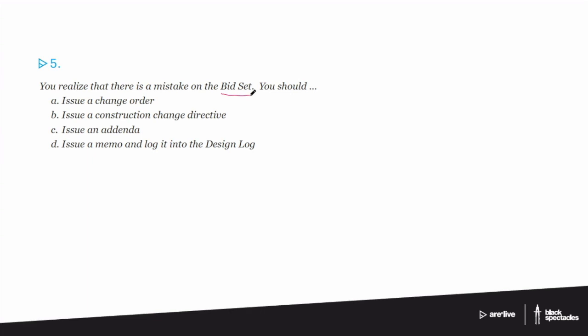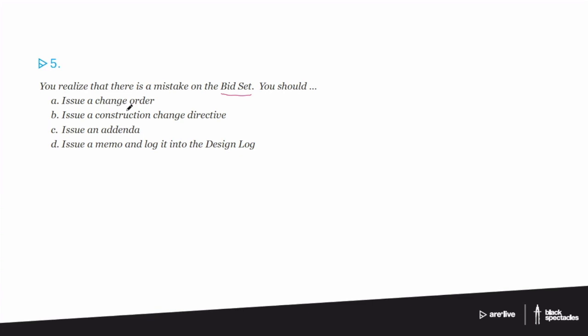One of the bidders presumably will bid an amount that makes sense, and you will help the owner to choose the bidder. Hopefully one of them will come back with an amount that makes sense, and you'll choose one, and they will become the GC and eventually get a contract with the owner. But if you're in the midst of the bid set, that's not what's happening yet. If the bid set exists, it's been put together and given out to people to bid on. So, is it A, issue a change order?